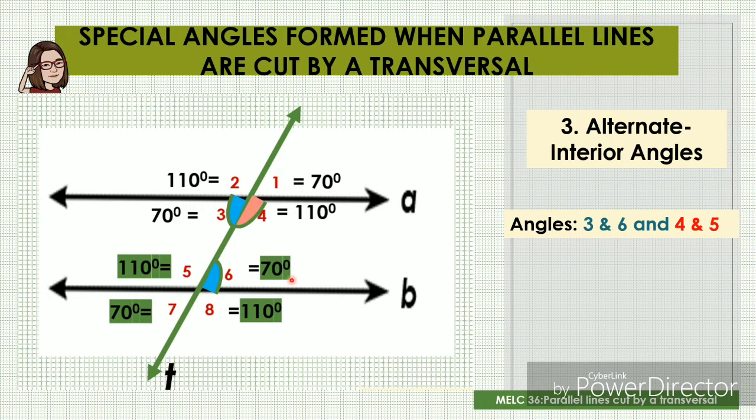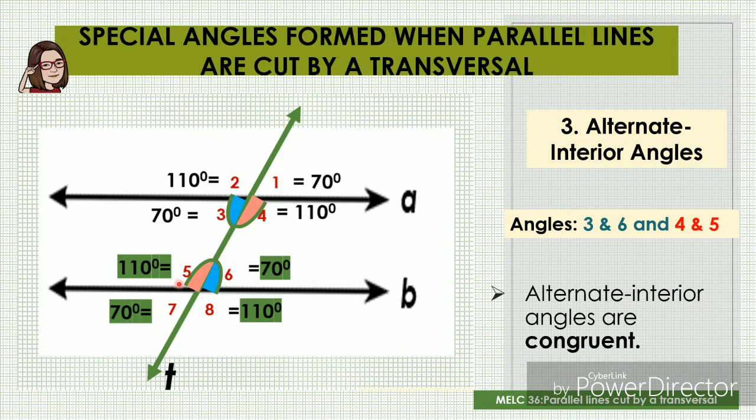Another pair is angle 4 and angle 5. So, nasa kaliwa, nasa kanan, nasa taas, nasa baba. So, ganyan ang alternate interior angles. Ang measure ng 4, 110. Ang measure ng 5, 110 degrees din. So, meaning they are congruent naman. Ang alternate interior angles are congruent.